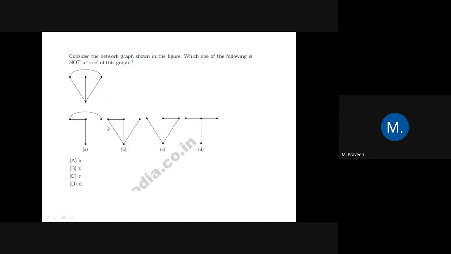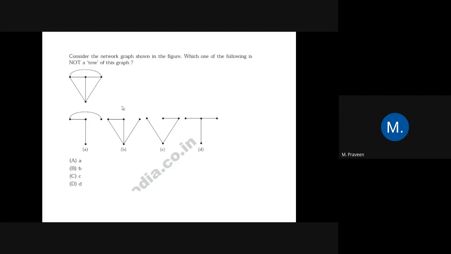Okay. So this is the second exercise problem which I gave on Wednesday. I think it's a very simple question. Consider the network graph shown in the figure. Which one of the following is not a tree of this graph? So this is a graph just given in the question. There are four options, A, B, C, D. You have to find which one is not a tree. I think you know what a tree is.